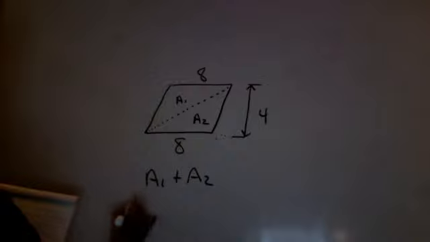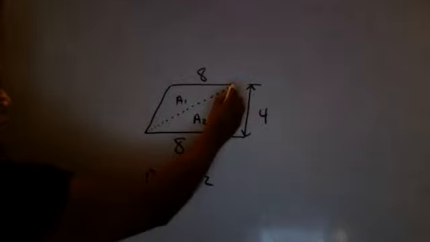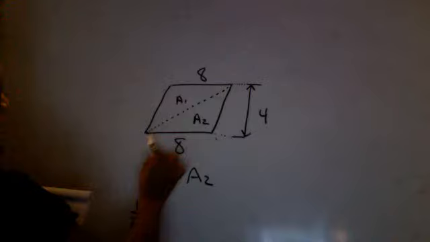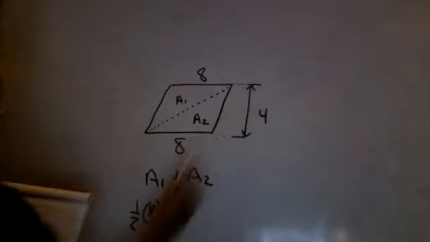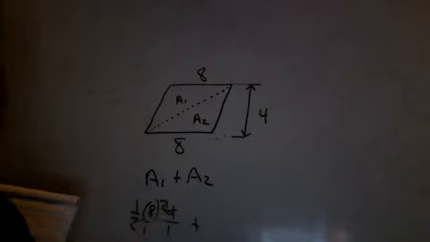So you're going to have 1/2. Your base is 8. And what's your height? Well, here we go. We have an extension of the base, and this line is perpendicular to it. So this is our height. So simply, we have 16 square units.